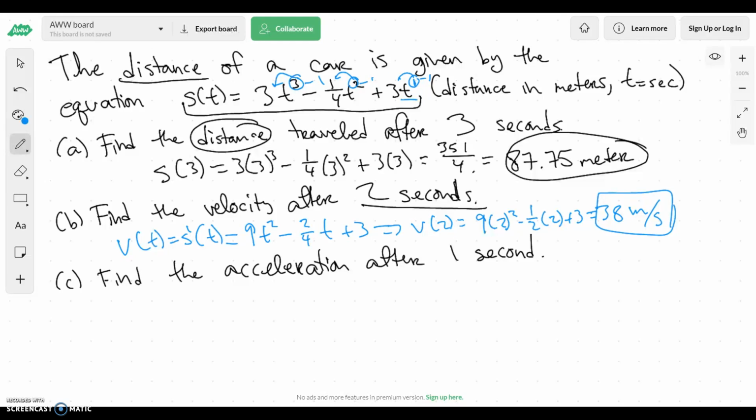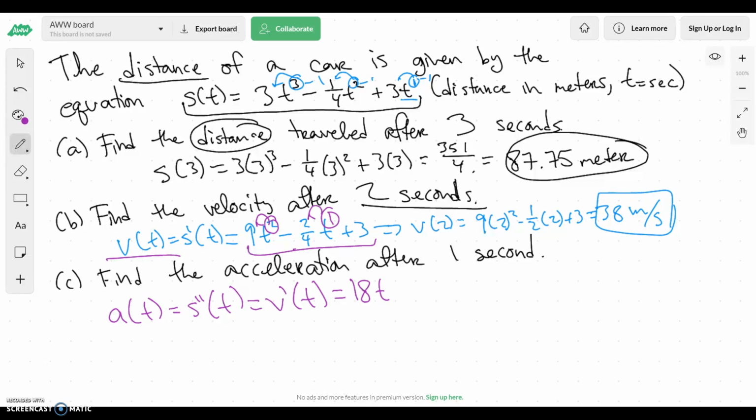Okay, now for acceleration, we want to find the acceleration after 1 second. So a of t is just basically going to be the second derivative of the position function. But since I already know the first derivative, all I have to do is take the derivative of my velocity function, which is just this thing. So I'm going to bring this forward, I'm going to have 18t, and then I'm going to bring this 2 forward, which over the 4 is going to be 1/2, so minus 1/2, and then the derivative of any constant is just going to be 0.